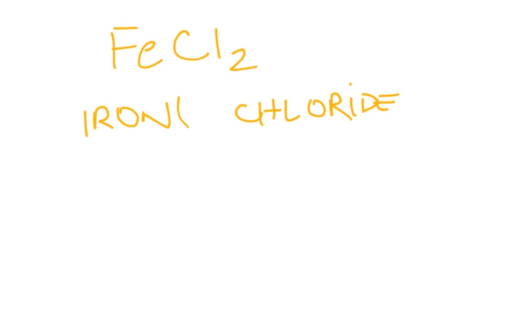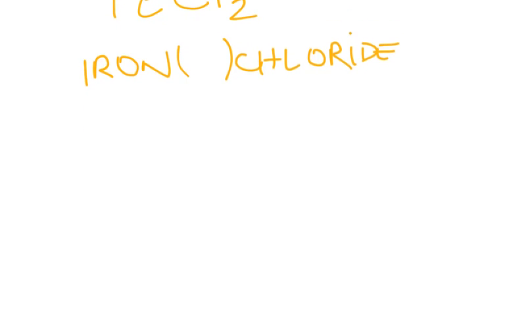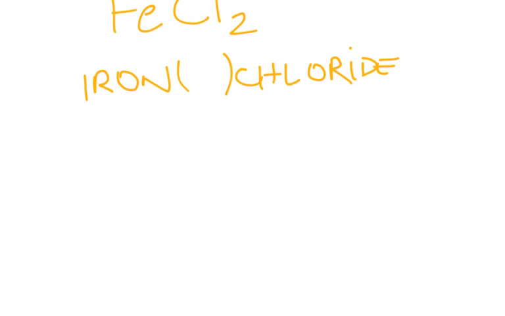Let's follow our rules. We're going to name it iron. Okay, and then my anion is chlorine, so I change it to chloride. The catch here is, I know it's a transition metal, so I know I need a Roman numeral. Well, which Roman numeral goes there? So the hard part here is you now have to figure out what Roman numeral goes there.